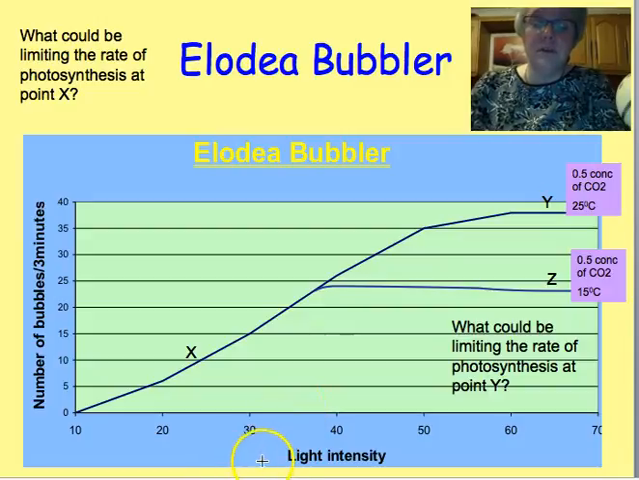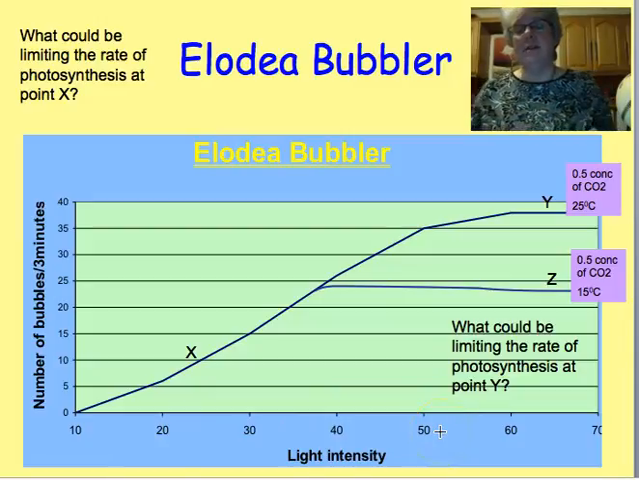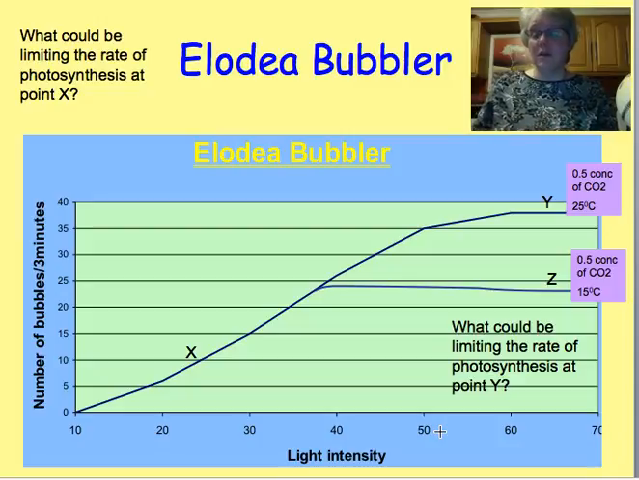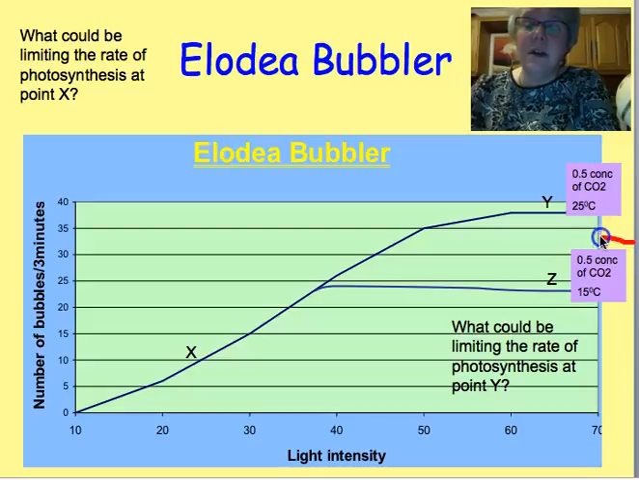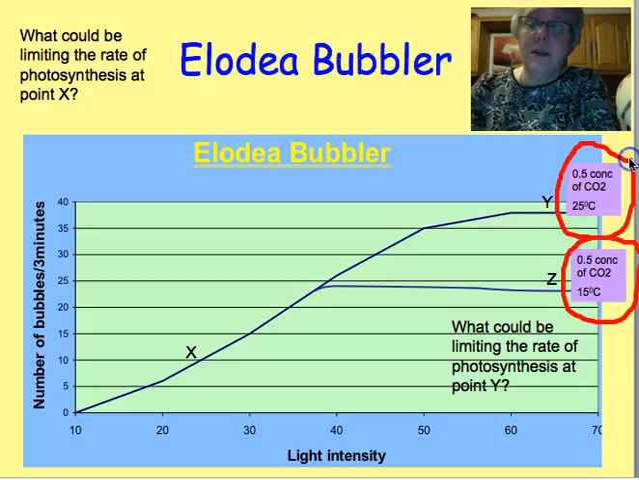And you'll notice that there's light intensity down here, so this is increasing light intensity. You're getting the lamp nearer to the plant, or you're using filters on it, and the filters are letting more and more light through. But as well as that, you'll see that here and here there are two other pieces of information. This tells you that there's a 0.5 concentration of carbon dioxide and the temperature is at 15 degrees Celsius. This one tells you it's 0.5 concentration of carbon dioxide and it's 25 degrees Celsius.